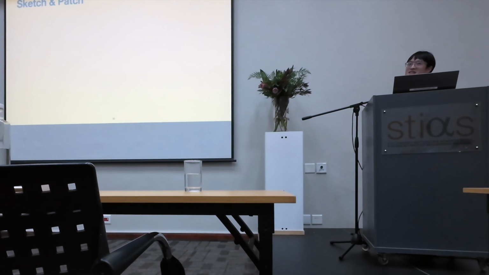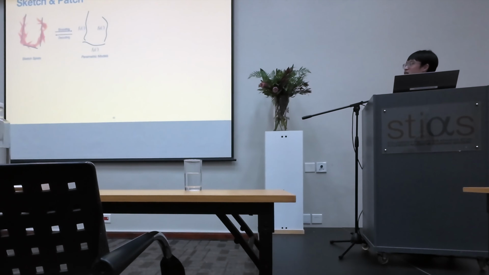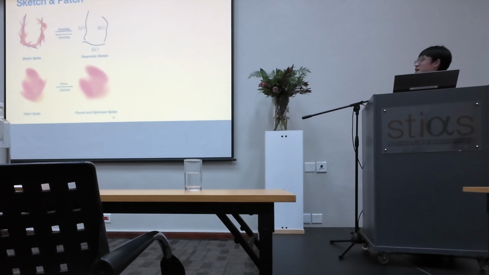Okay, so that's our method. It's very simple and straightforward, right? We categorize the Gaussians, the splats, into two rows. One is called sketch splats, and we use parametric models to encode the sketch splats. And for the patch splats, we prune and optimize them to save the model size. At the end, we will have this kind of hybrid representation with the parametric models and the pruned and optimized patch splats. Then we can store or transmit this hybrid representation to save the model size.